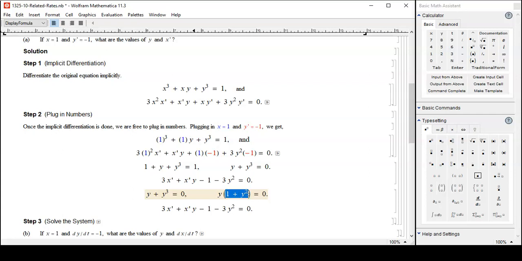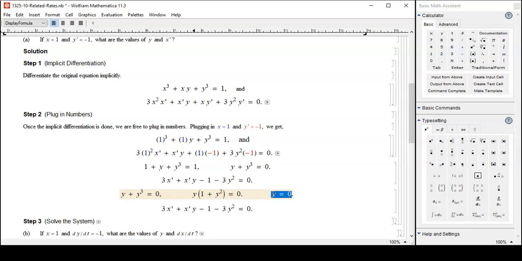1 plus y squared, that cannot possibly be 0. y squared is already greater than or equal to 0. And add 1, that's too big. That's strictly positive all the time. Greater than or equal to 1. So conclusion is y equal to 0.